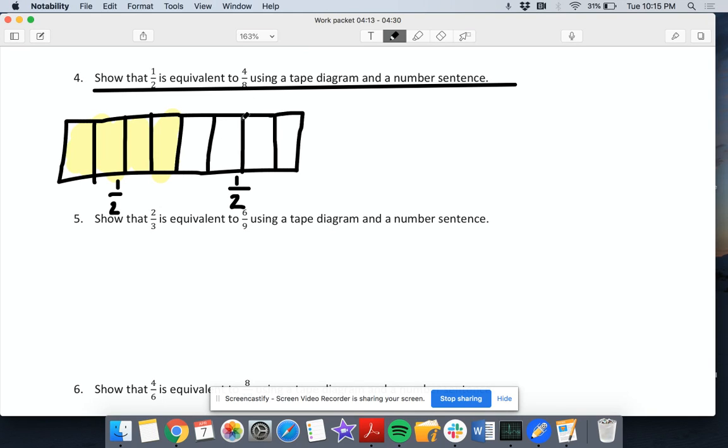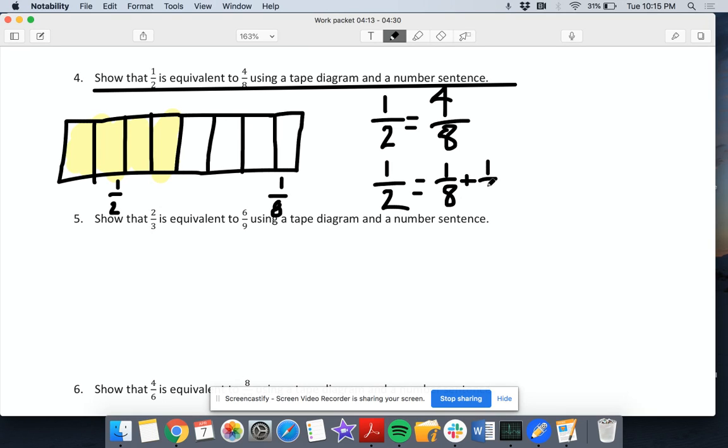I'm finally at 8. So now each unit fraction would be 1 over 8. And my shaded region represents 1, 2, 3, 4, or 4/8. So I know that 1/2 is equal to 4 over 8. Or I can decompose this further. I could say 1/2 is equal to 1/8 plus 1/8 plus 1/8 plus 1/8.